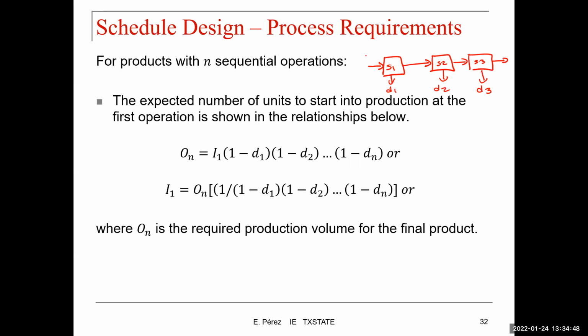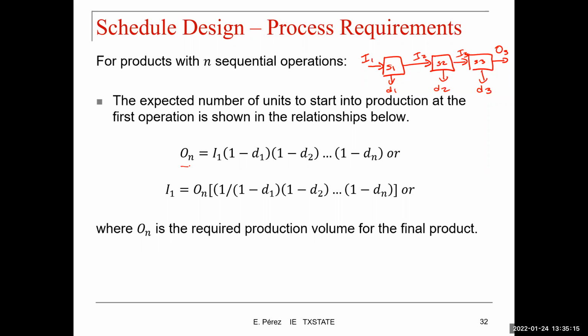And then this will be input 1, input 2, input 3, and this is output 3. We have something like this. The expected number of units to start into production at the first operation is shown in the relationship below. So it's the same idea.